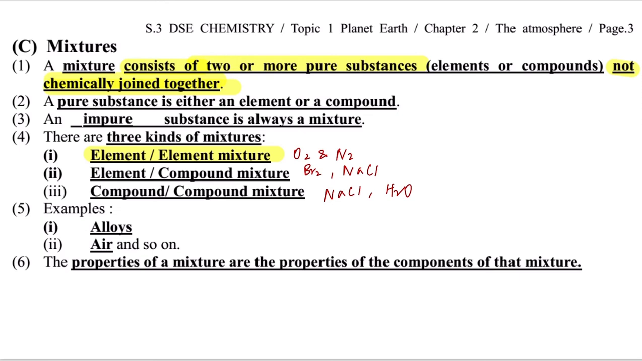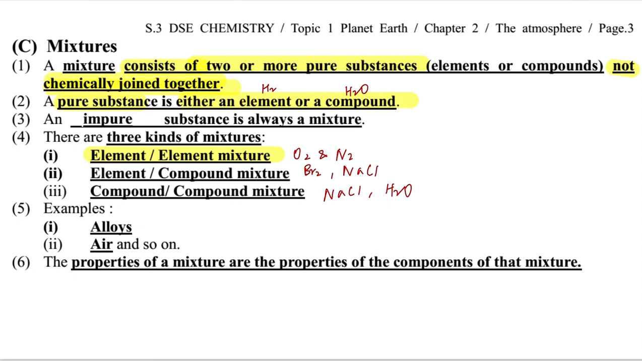So a pure substance is either an element or a compound. For example, if we have hydrogen, it is an element. So it is a pure substance without other stuff, only hydrogen. And for a compound, for example, we have H2O. We don't have other stuff with it, only H2O. So we can call it a pure compound, and this is a pure substance.